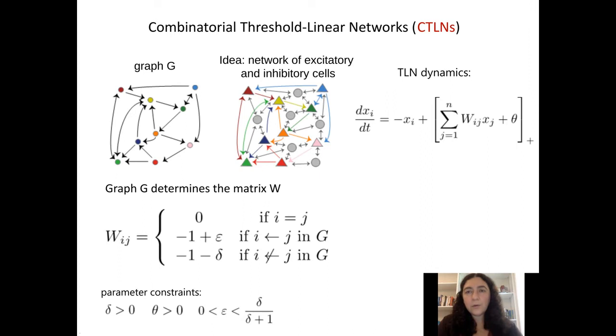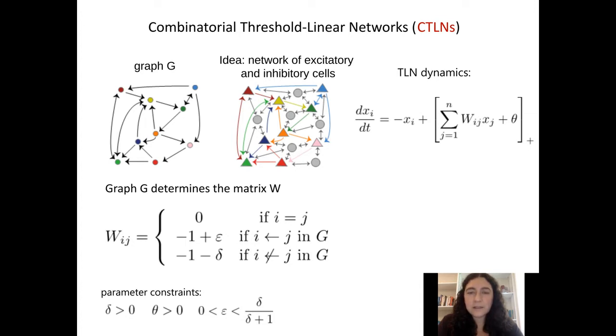Okay. So, a lot of the research that we've been doing for the BRAIN Initiative has been focused on a special case of threshold linear networks, which are combinatorial threshold linear networks. And this is a special case that's really designed to tackle the question of connectivity specifically. So in these networks, you can start from just any directed graph, and there is a recipe for how to assign weights to the edges of the network based on this graph.